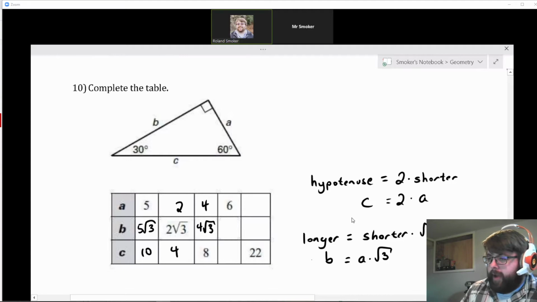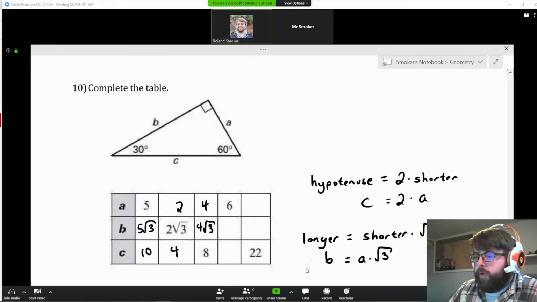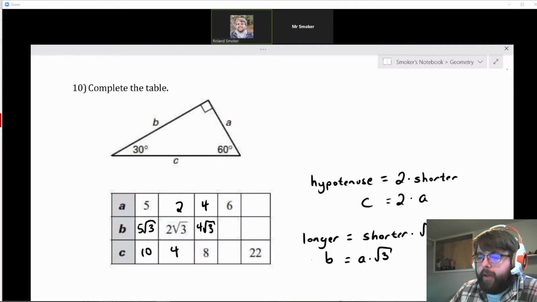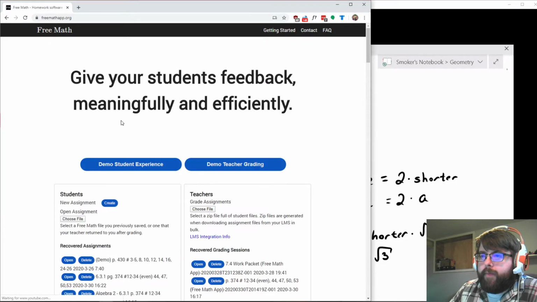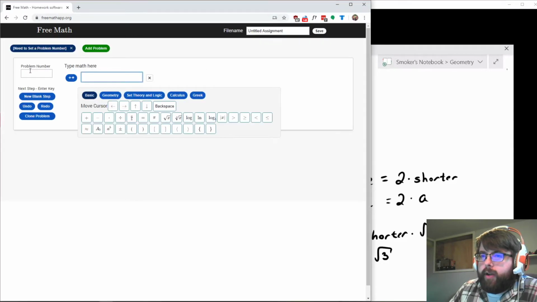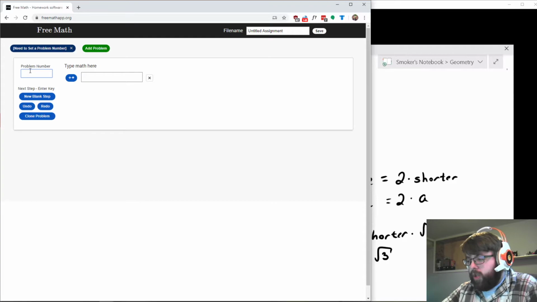So hopefully that helps. The other issue might be how do you type this up in Free Math? So let me bring up Free Math here. Let me escape this other problem. So I'm just going to create a new one here. So if I'm typing this up in Free Math, this is what you can do. If you want to type this up, this is what I would recommend you do.